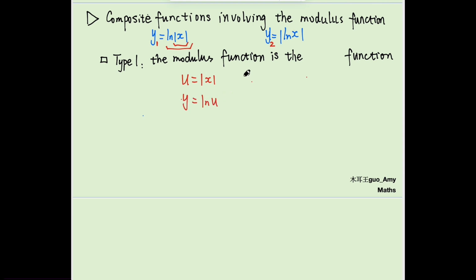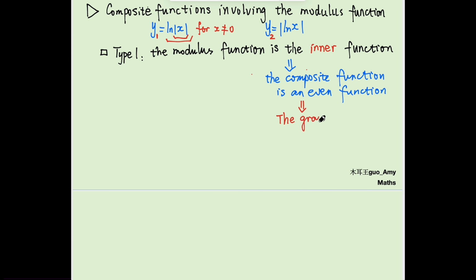It is the first case when the modulus function is the inner function. We mentioned previously the modulus function is an even function. When it is the inner function, we will get the result that the composite function will be an even function as well. Therefore, the graph of the composite function is symmetric about the y-axis. Then, in order to get the graph of the first function, we can use the symmetry.